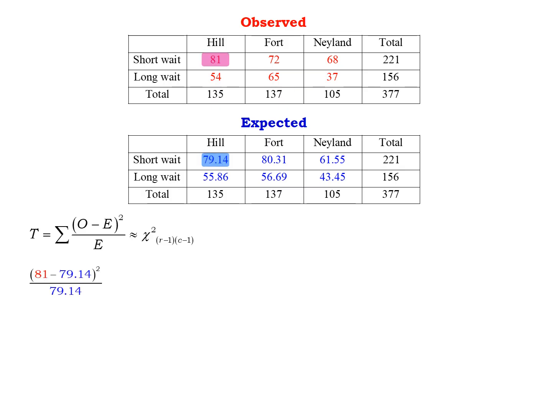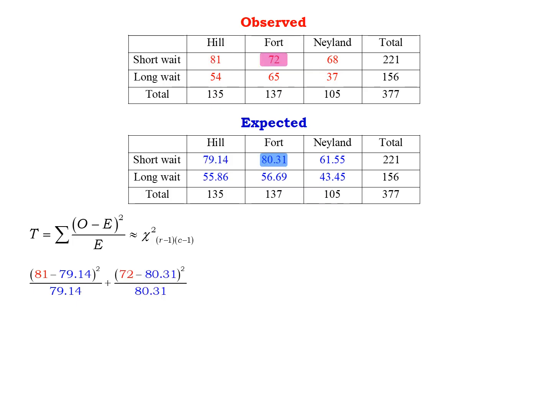So we're going to start with our first category, short waits for the hill route. We observed 81, we expected 79.14, so O minus E, observed minus expected. Square that, divided by 79.14. And then move on to another category. Now, because we have more columns than rows, I'm just going to go across each row and then move on to the next row at the end.